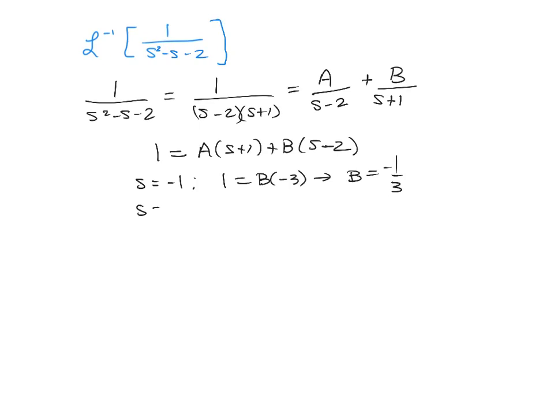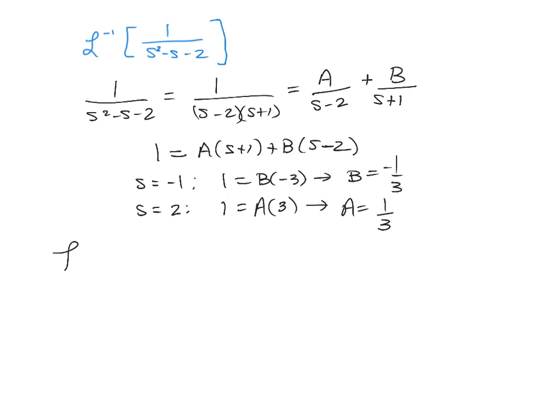The other value of s that you can pick is going to be +2. If you pick +2, you still have 1 on the left, but that's now equal to A times 3. So that's going to make A equal to +1/3.